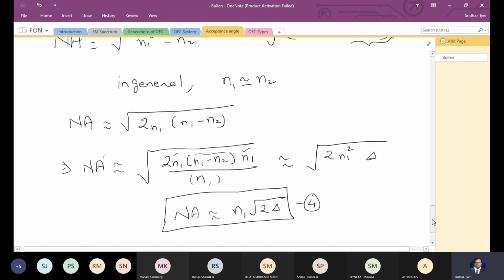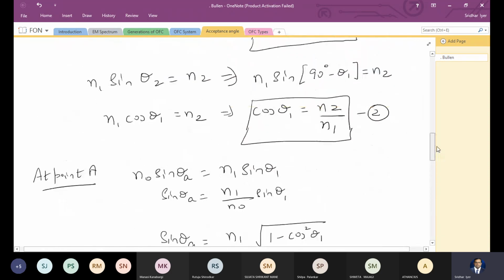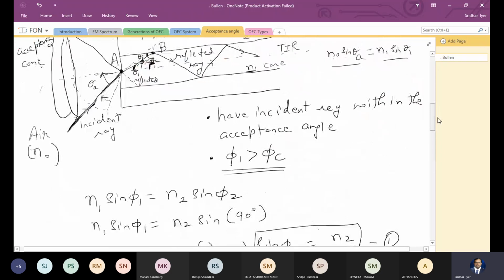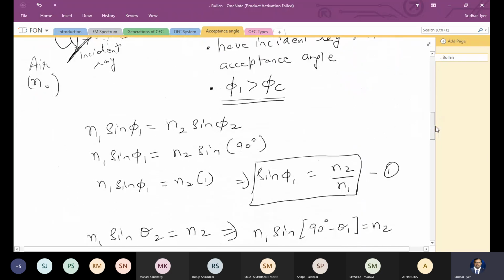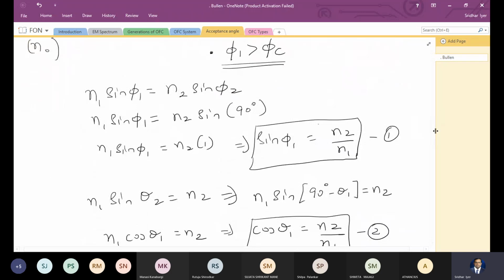So what are the important equations that we would require from all of this what we have derived? What we have derived here is the acceptance angle, and we have shown that if the incident ray is greater than the acceptance angle, then part of the incident ray is going to be refracted inside the cladding, which is not a good scenario for us because we want all of the light to be only inside the core.